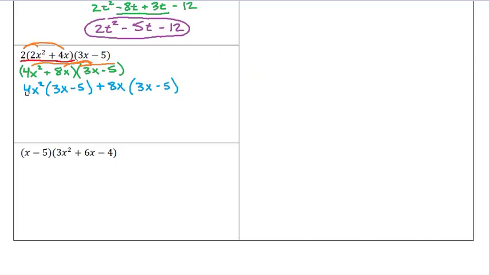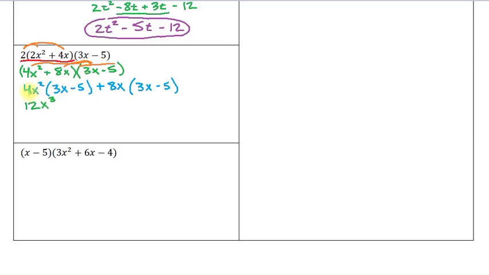Just like we did from the previous question. Let me clean that up a little bit if I can. Alright, and now we just have monomials times binomials. So let's multiply this out to wrap it up. 4x squared times 3x, we can multiply the coefficients. 4 times 3 is 12. X squared times x, remember we add the exponents, 2 and 1, that's x cubed.